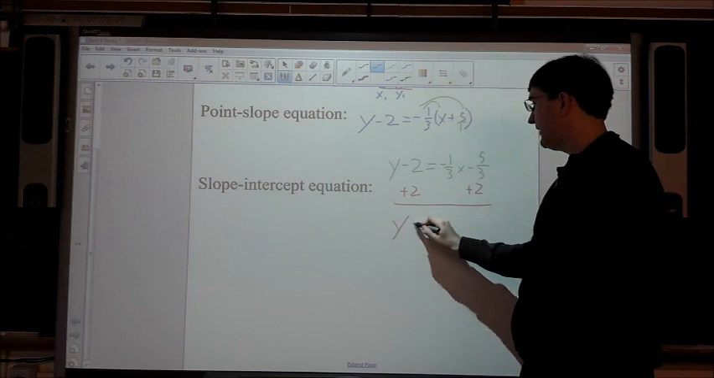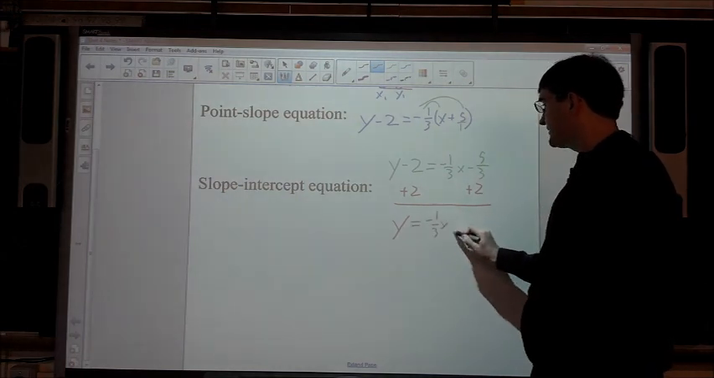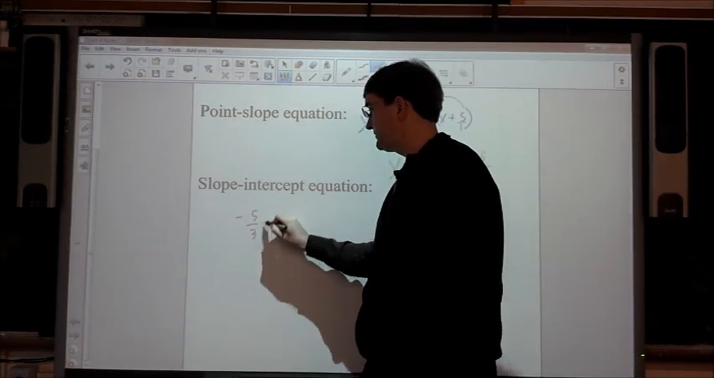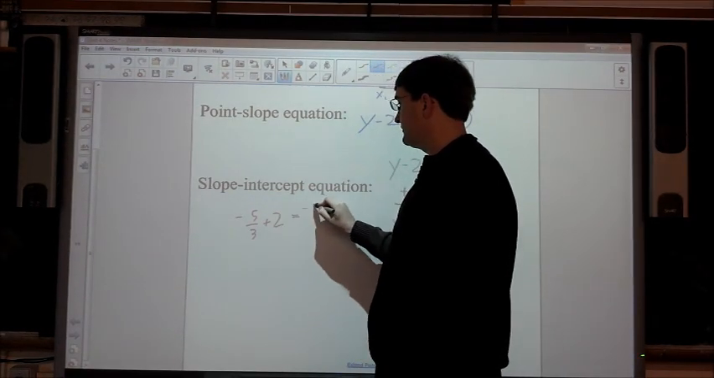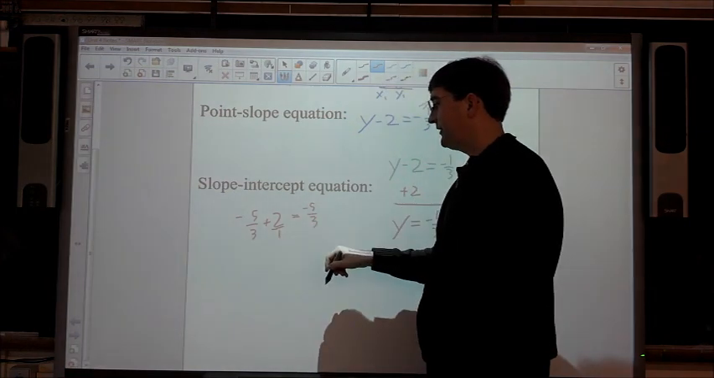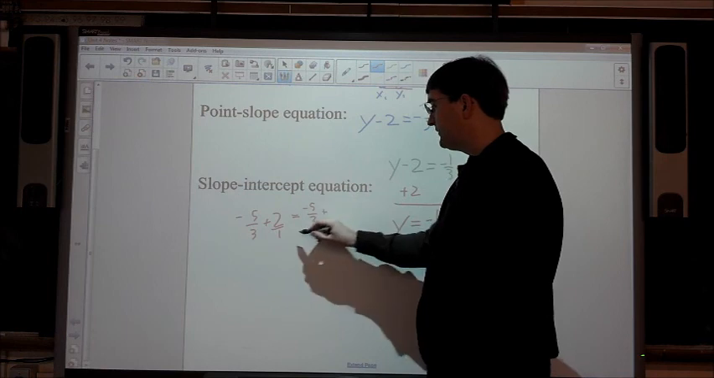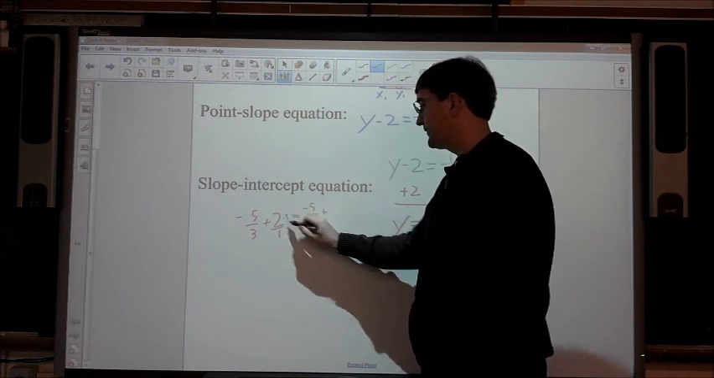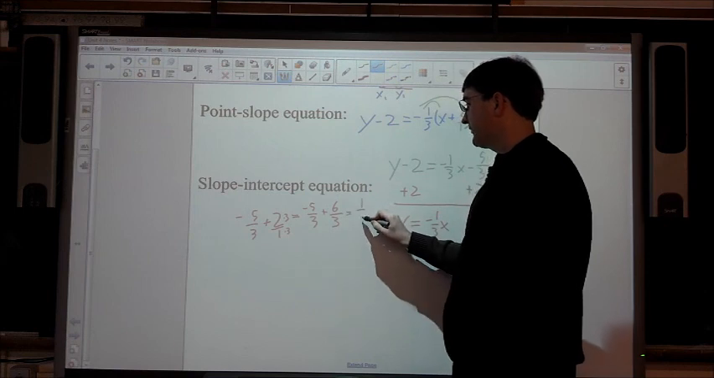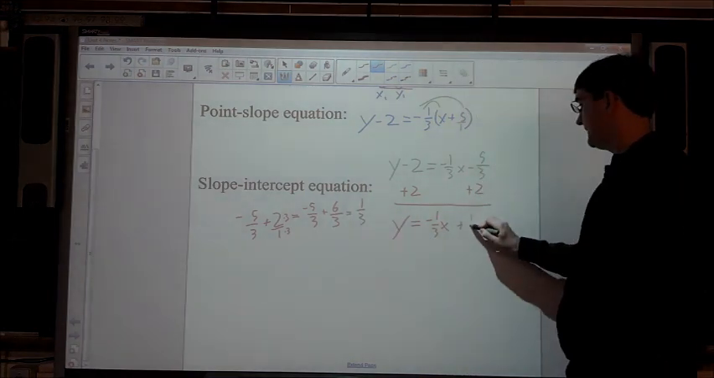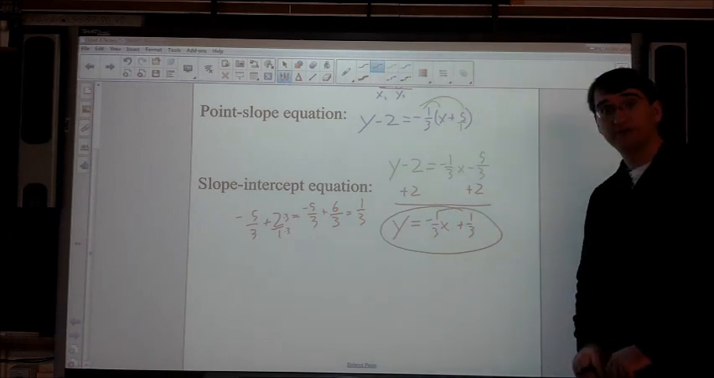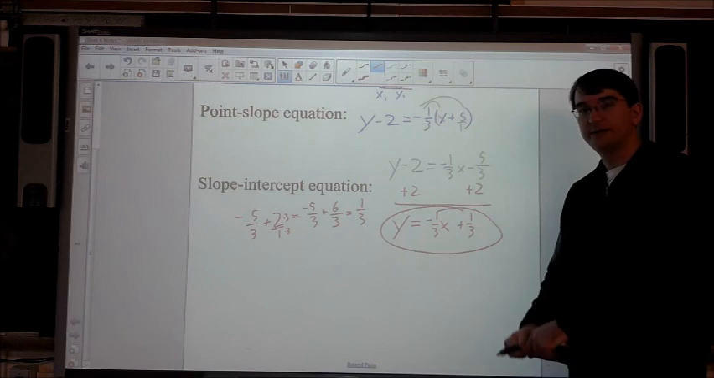I get y on the left, negative 1/3 x, and then negative 5/3 plus 2. Negative 5/3 plus 2: I can make that 2 over 1, get a common denominator of 3, so times 3 on the bottom, times 3 on the top, so 6/3. That gives me negative 5 plus 6 is 1, 1/3. And so there we go. y equals negative 1/3 x plus 1/3. That is our slope-intercept equation.